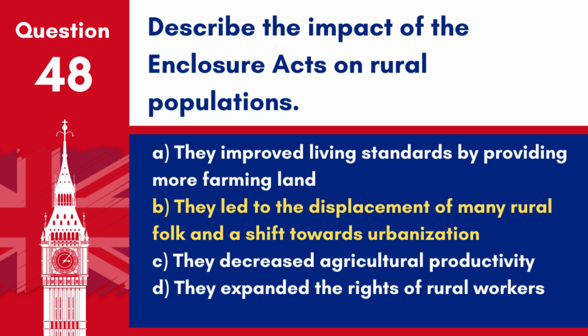Answer: B. They led to the displacement of many rural folk and a shift towards urbanization. The Enclosure Acts, which were passed from the 18th to the 19th century, privatized common lands and led to significant social changes by forcing many rural people to move to cities as they lost access to land.